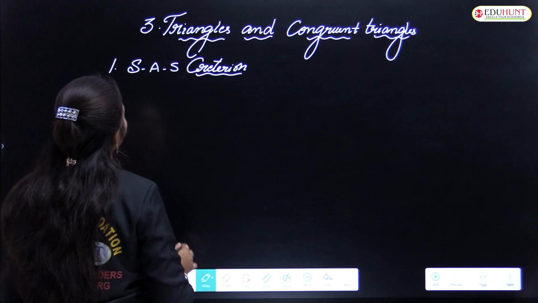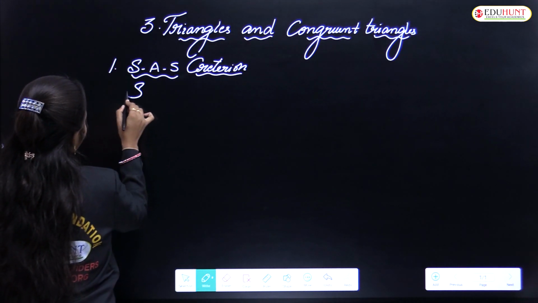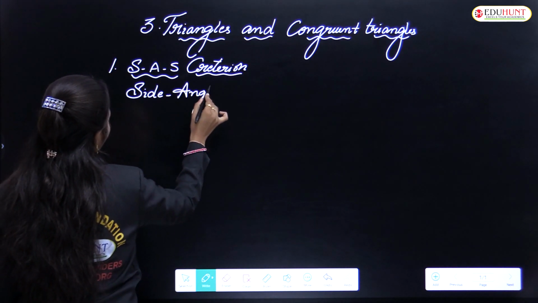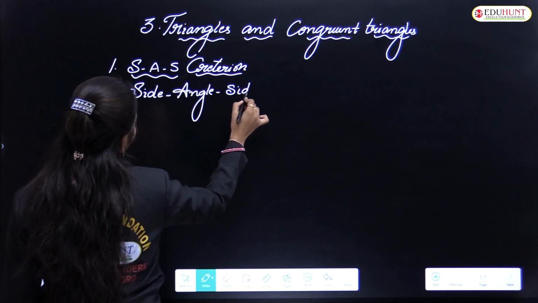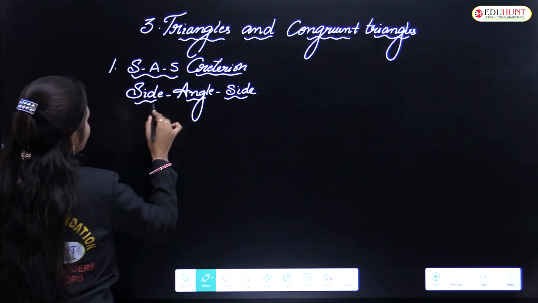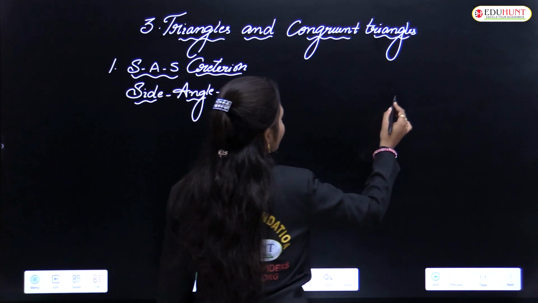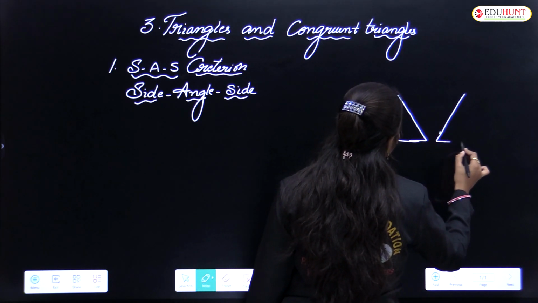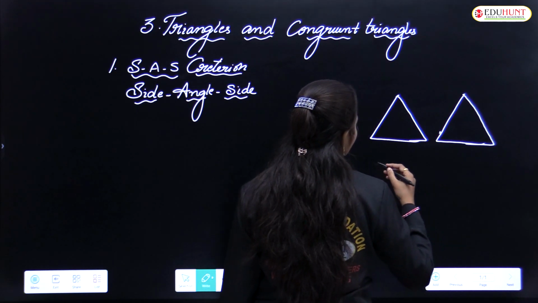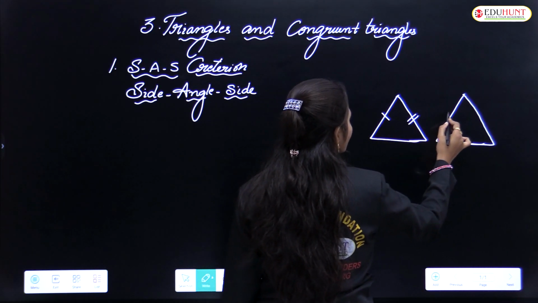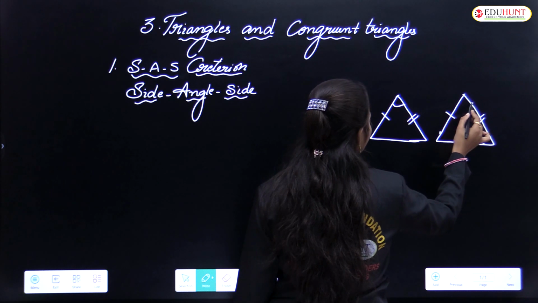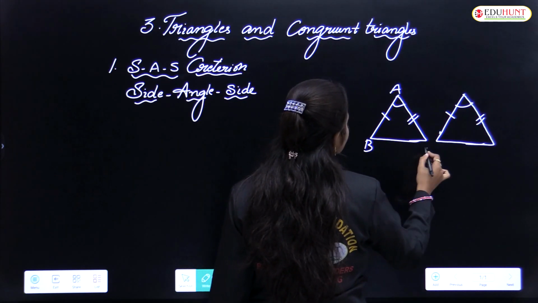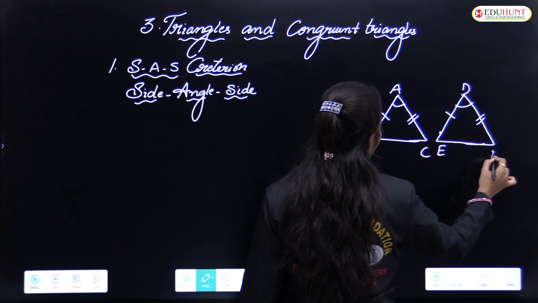So here SAS criterion means side, angle, side. Take two triangles. These two are congruent, meaning they have the same size and the same shape, no? According to this, this is the figure for SAS congruency. So A, B, C, D, E, F.